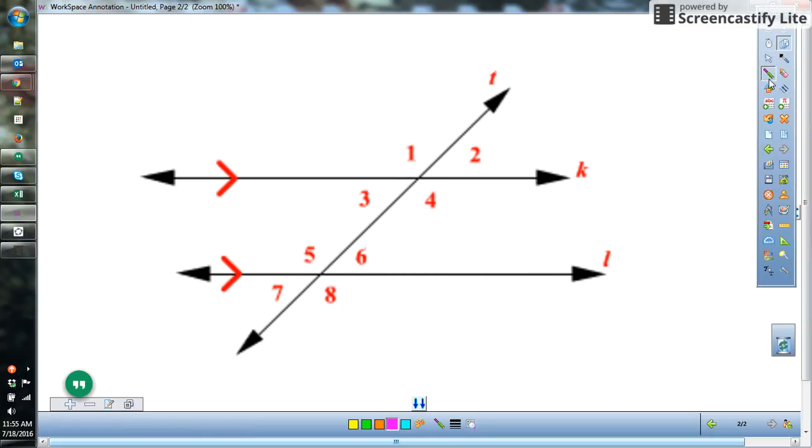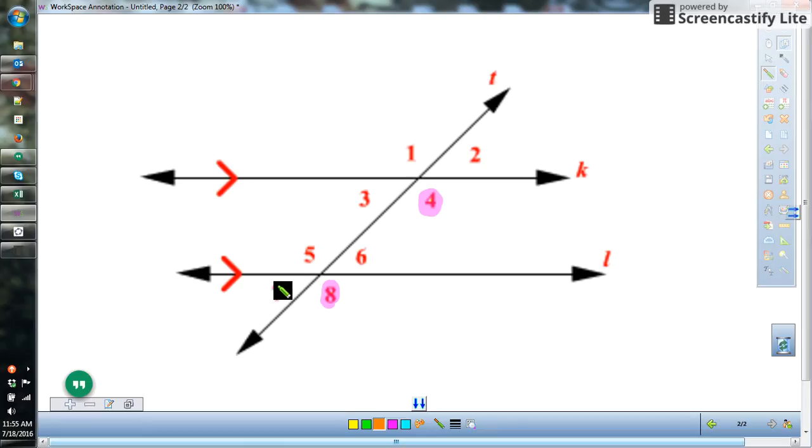Now, corresponding angles are going to be angles that are on the same side of each parallel line and the same side of the transversal. So let me show you what I mean. If I start with angle 8 here, it's on the bottom of the parallel line, and it's also on the right-hand side of the transversal. So here I go to the bottom of line K and the right-hand side of the transversal, and its corresponding angle is going to be angle 4. So angle 8 and angle 4 are corresponding angles.